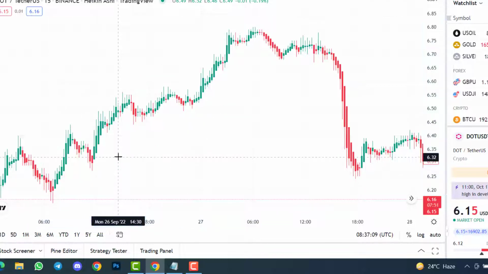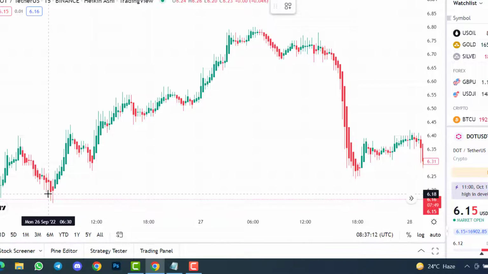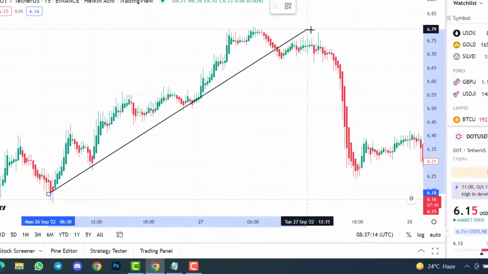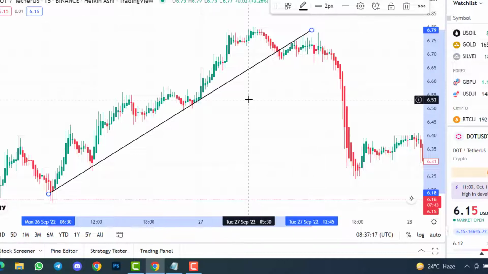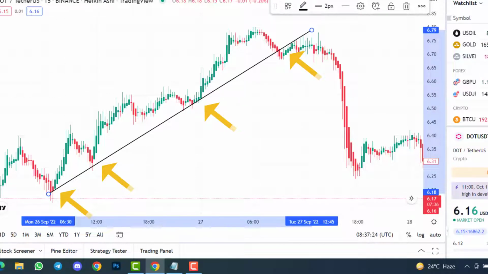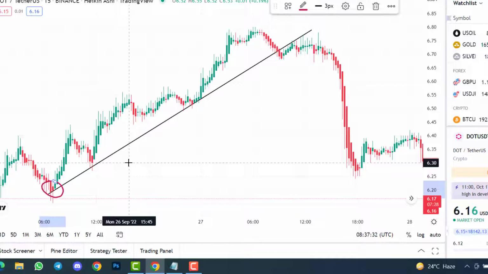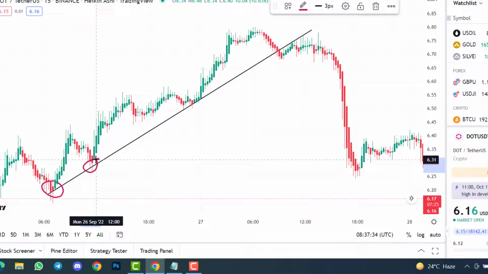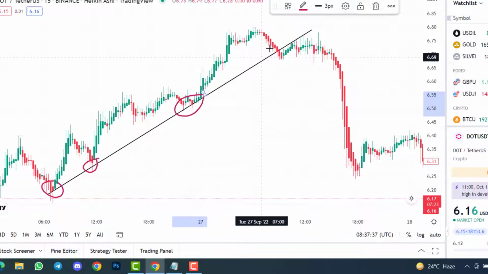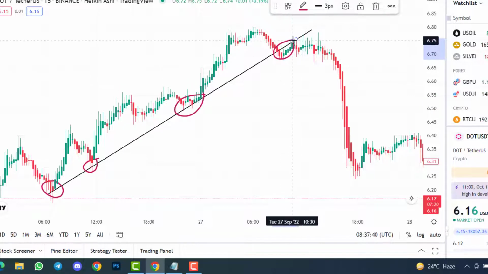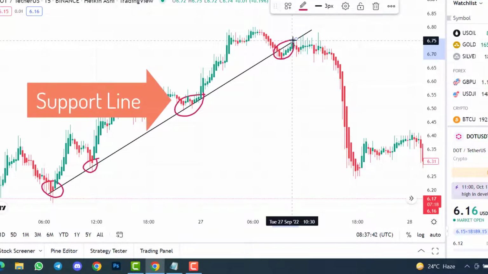So now how can you draw a line? Simply from here, just draw a line in here. Now make sure you try to draw a line that as many candles as possible touch. If I show you in here, the more candles touch the line, it means this is the heavy support, or I can say this is the correct trend line. You can see one time, two times, and here three times, and then in here four times. So I can say this is a support line because four times the price touched this line.